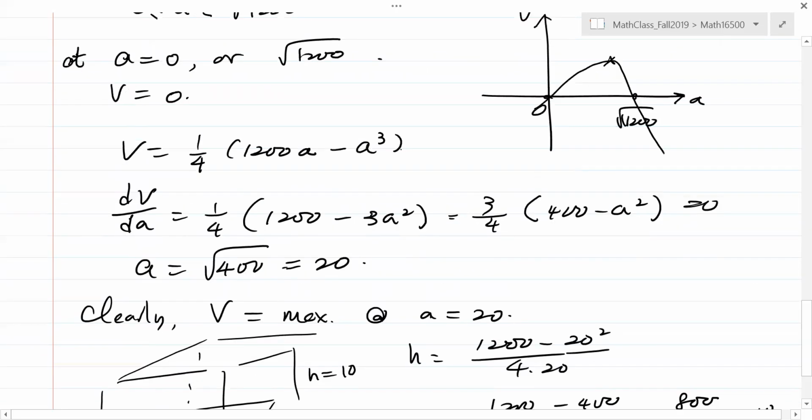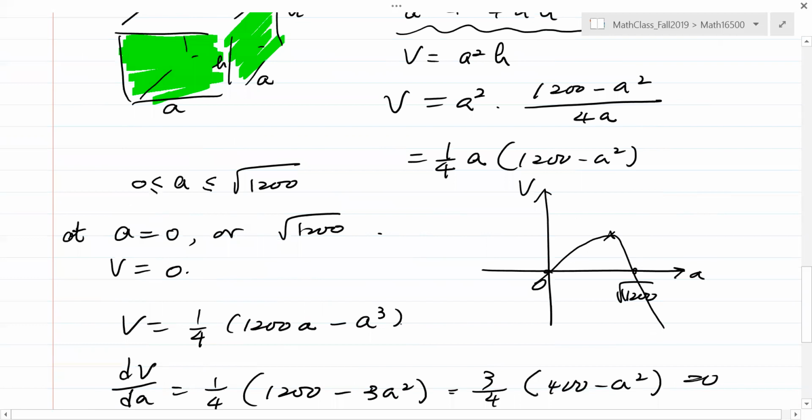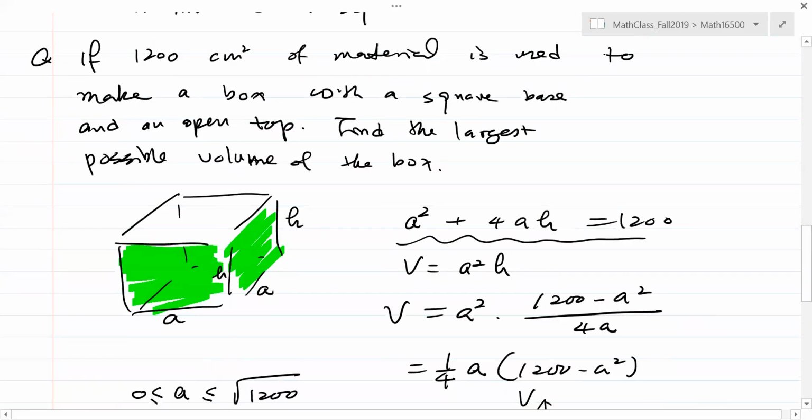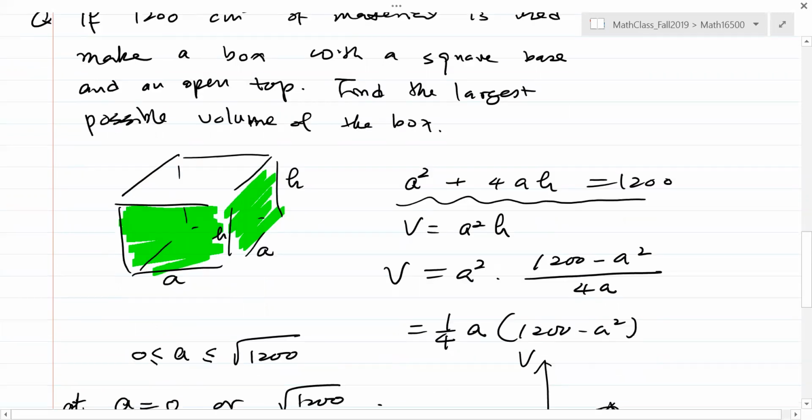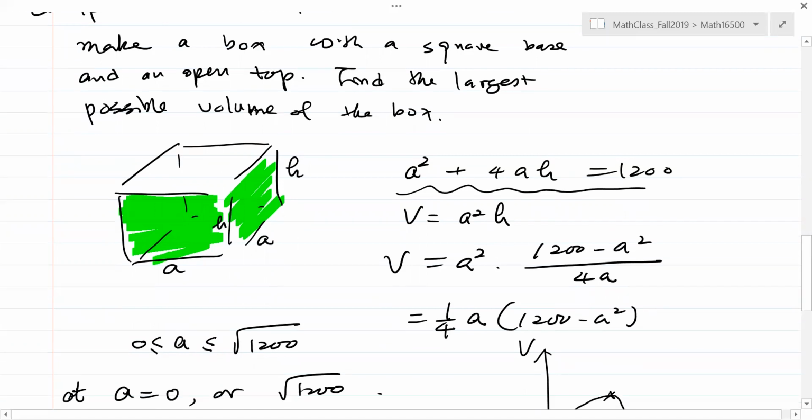How do we figure this out? First of all, based on the given information, you draw the rectangular box. Then it's a square base, so you mark A and A. The height is H. Then you write down what is given, which is the surface area: A squared plus 4AH equals 1,200. Then you write down the expression for the volume. It involves A and H, so you have to replace H by something in terms of A. Then you get a function of a single variable, and you are able to solve the problem.